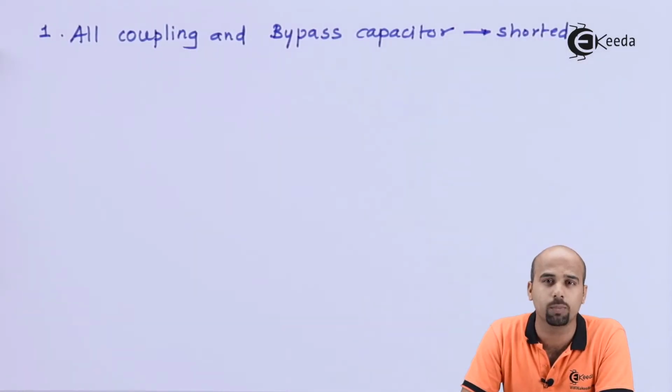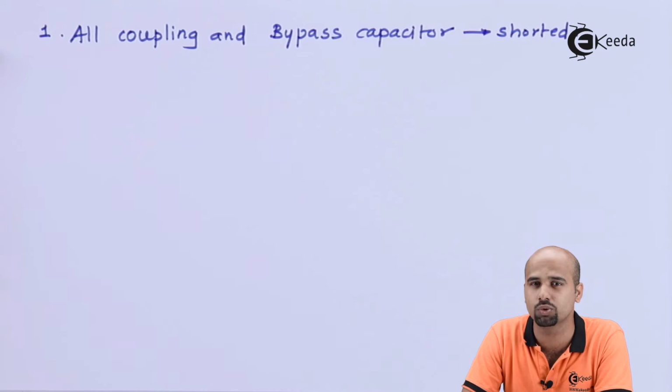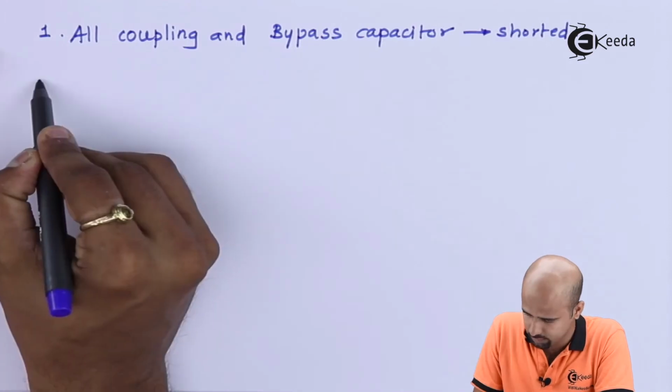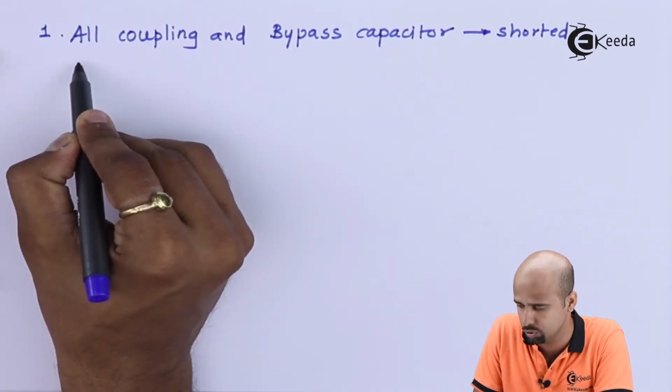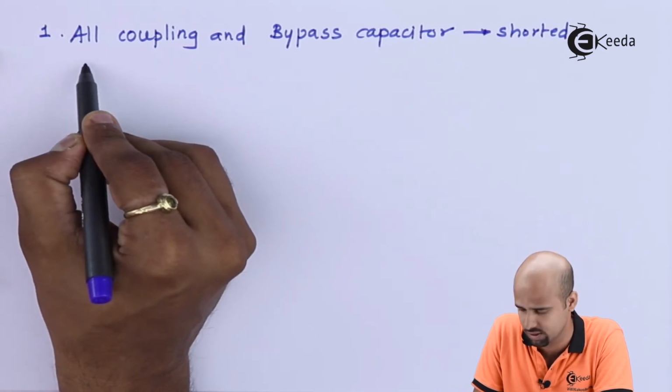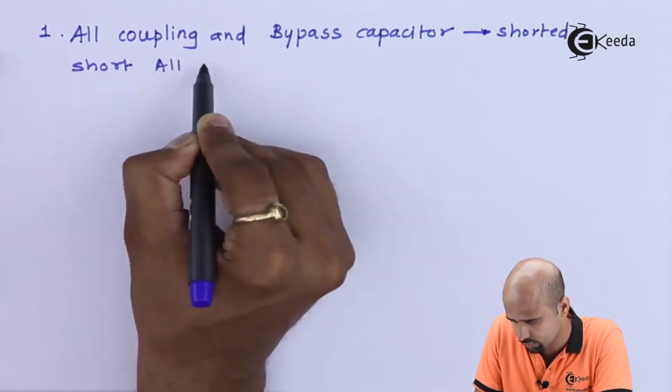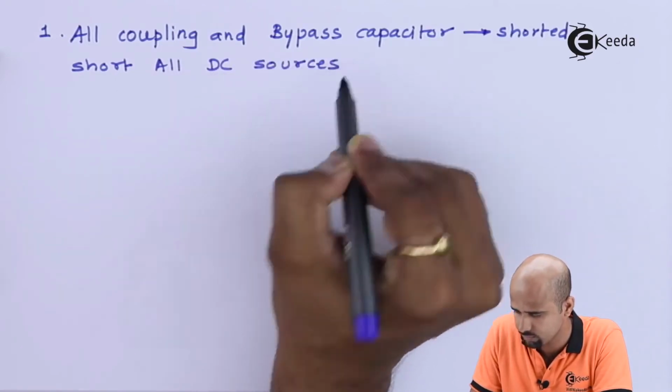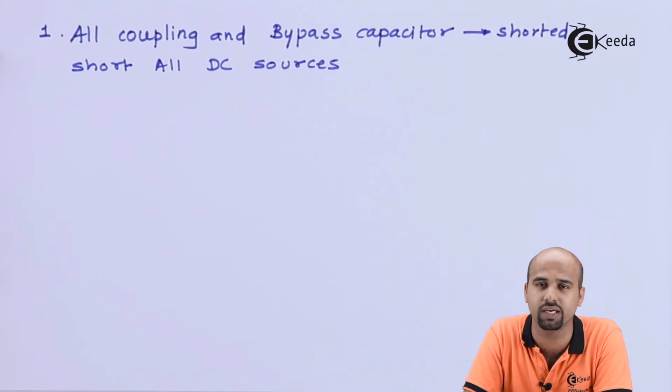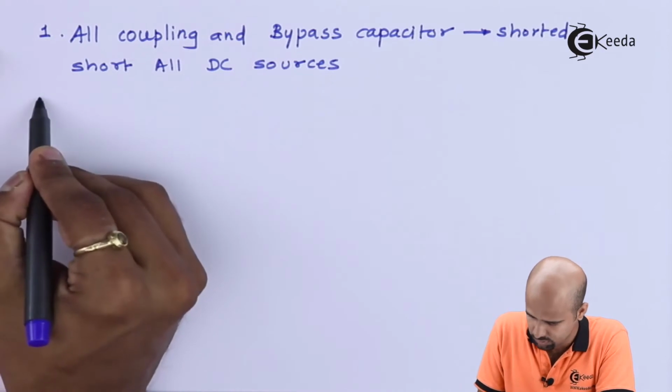keep short circuit of all coupling and bypass capacitors. Here there is no question about a bypass capacitor, only two coupling capacitors will be included, one at the source side, one at the drain side. Then we also have to do the short circuit of DC sources. So here in this circuit we do have the DC source at the drain side as well as the source side. So we do the short circuit. So RD is connected in between drain and ground and RS is connected in between source and ground. So this is our first step.